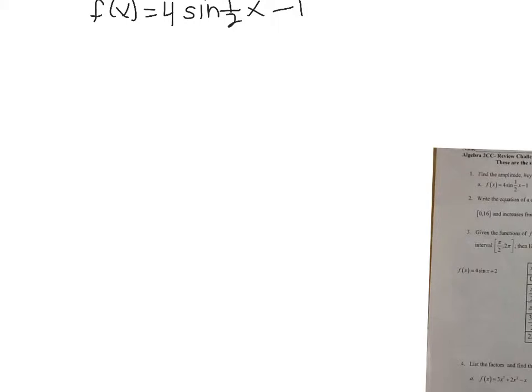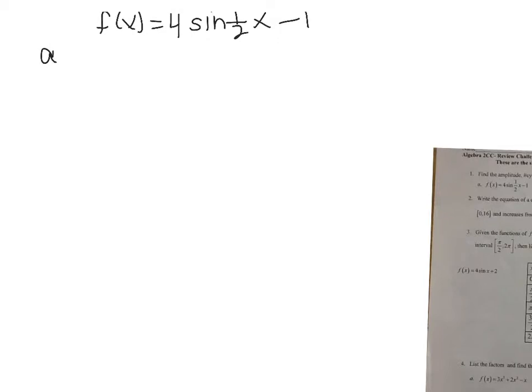Okay, so let's write down our information. I'm going to write it right down here. The amplitude is equal to the absolute value of 4, which is 4. The number of cycles is the absolute value of 1/2, which is equal to 1/2. Now remember, the amplitude is how high and how low it goes from the midline, and the number of cycles is how much of the curve you see in a 2 pi interval.